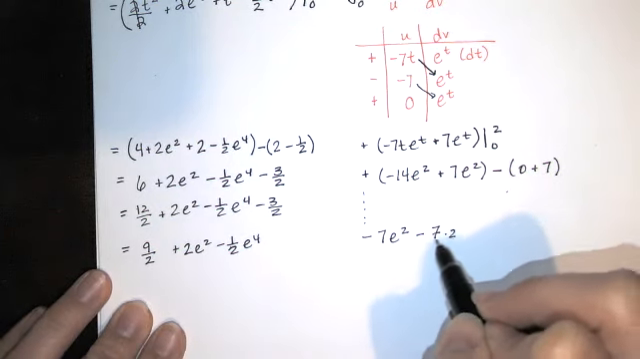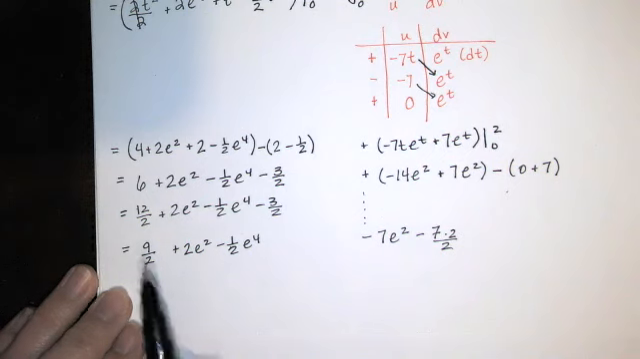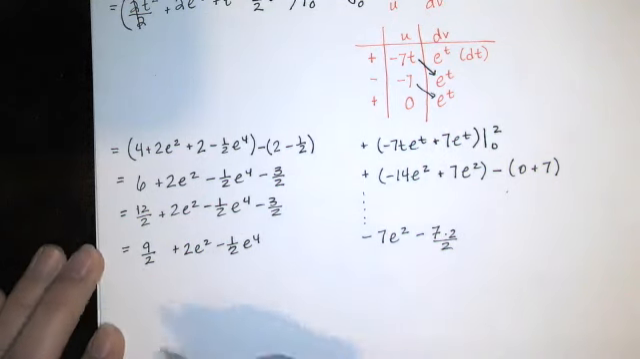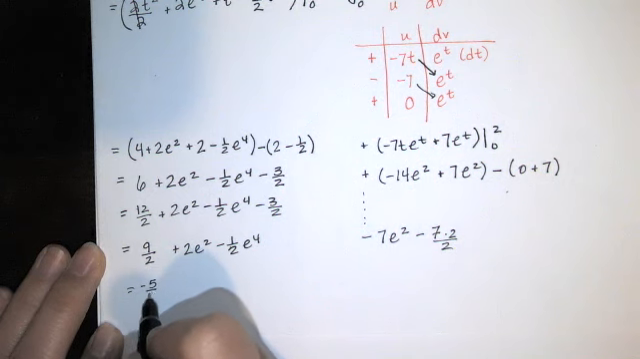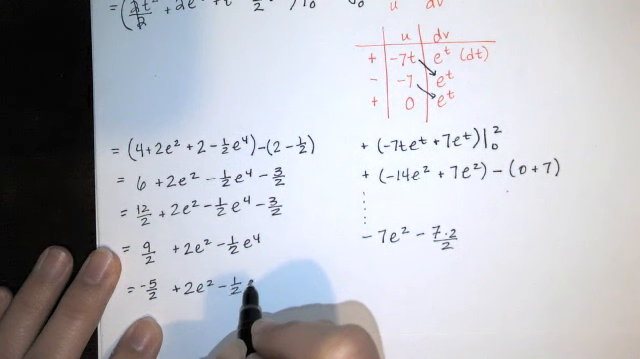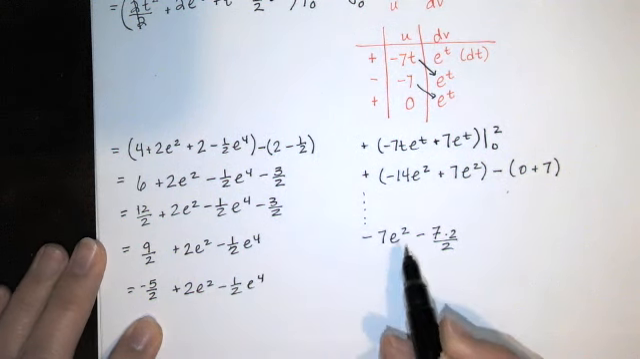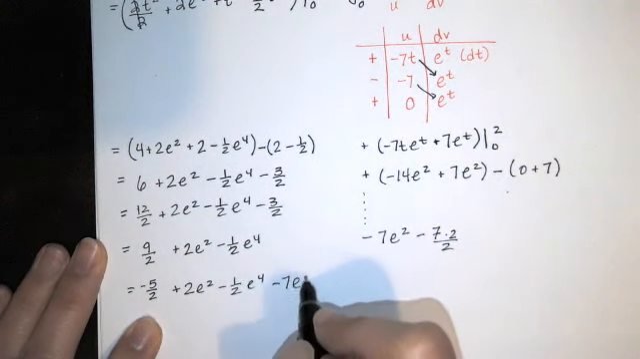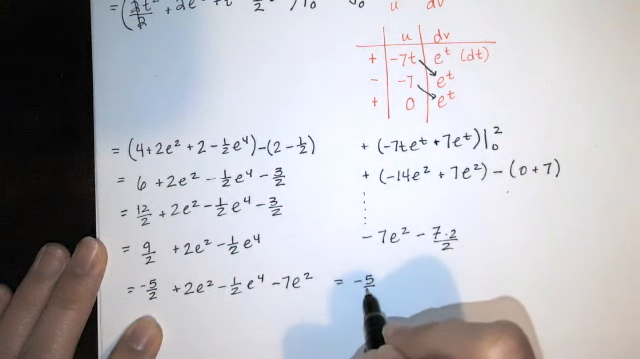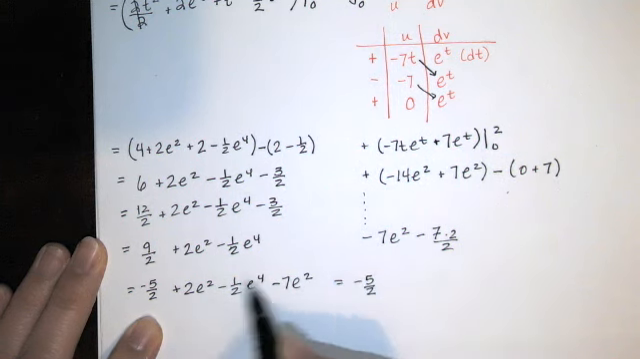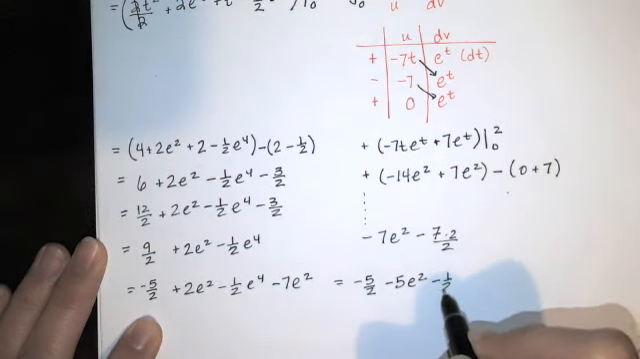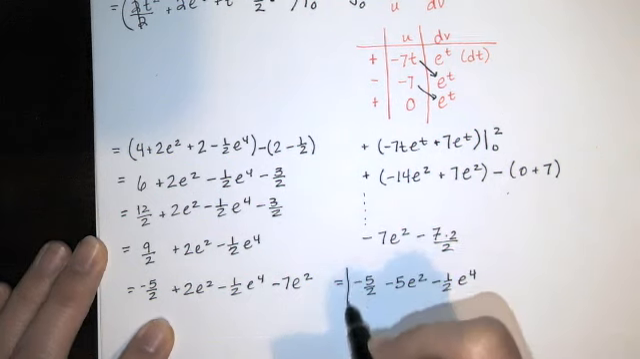Okay, so we can multiply that one by 2 over 2 to combine it with this 9 over 2. So we'll have 9 over 2 minus 14 over 2 is negative 5 over 2. Then we have the 2e squared minus 1/2 e to the 4th minus the 7e squared. And these guys can be combined. So you have negative 5 over 2. If I've got 2 of those and I'm subtracting 7, that means I have negative 5 of those. And then I have the negative 1/2 e to the 4th.